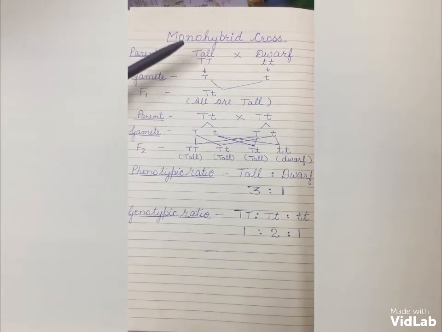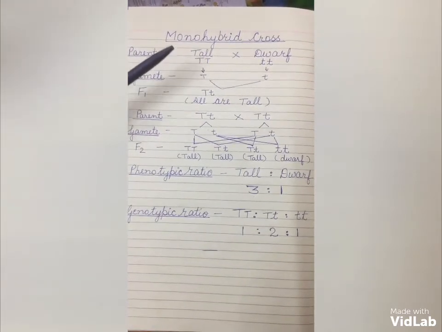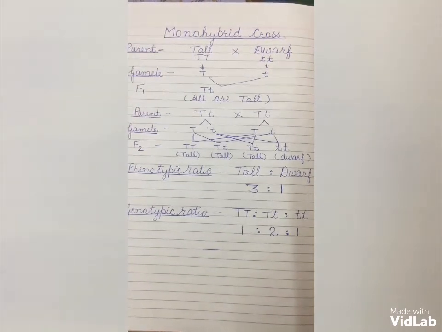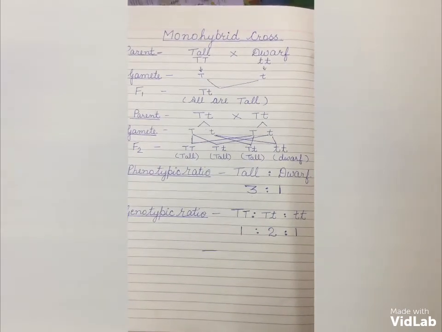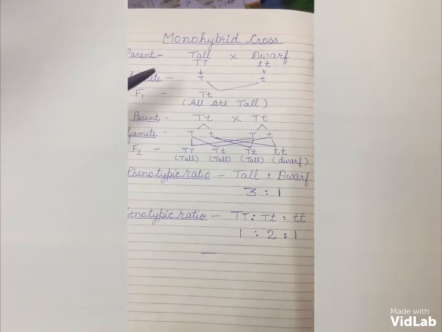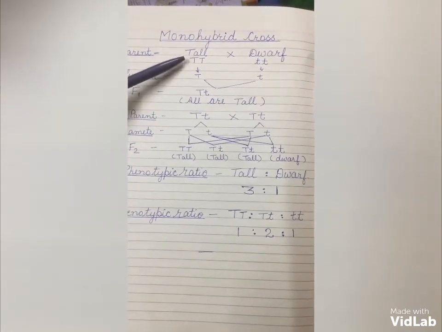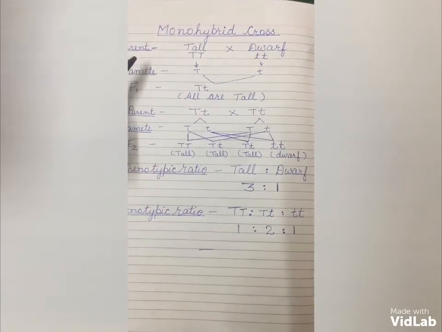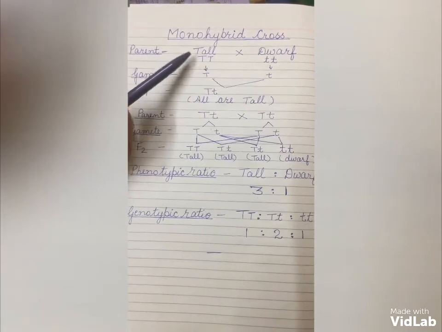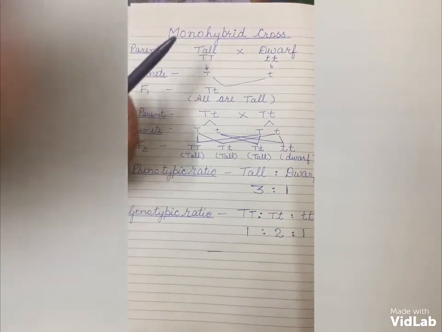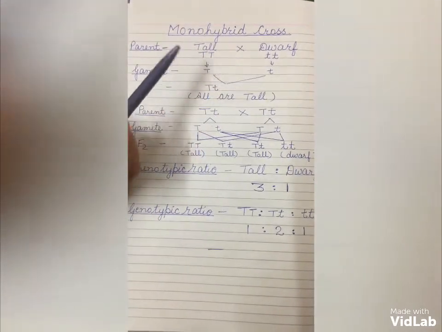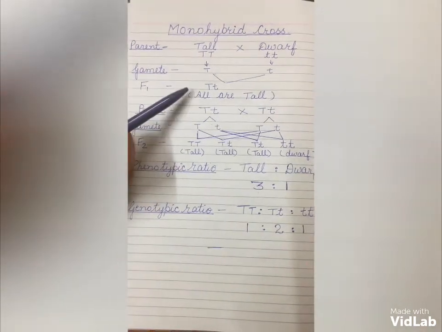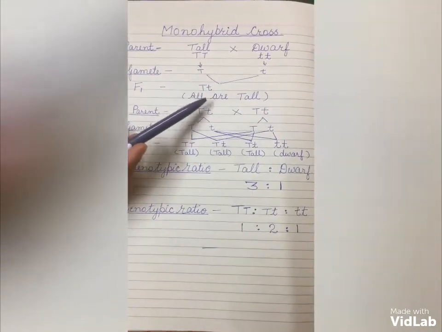In this, two parents with contrasting characters are taken and they are homozygous. Homozygous means having same type of alleles. What is allele? Genes which code for a pair of contrasting traits are known as allele. So here the two contrasting characters are tallness and dwarfness. Two plants, one is tall and one is dwarf, are taken. In that, gametes are produced, and in the F1 generation, after fertilization, all organisms are tall.